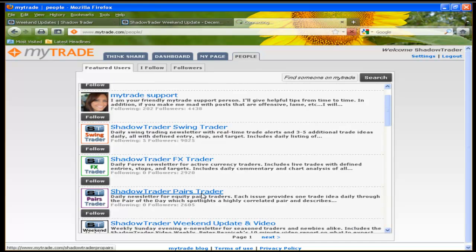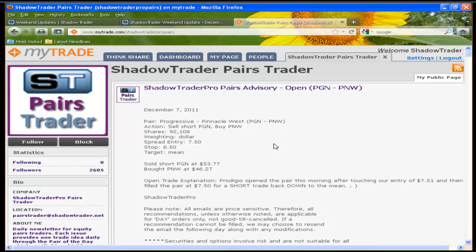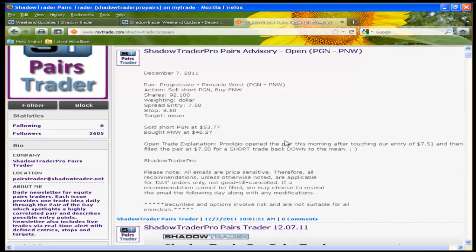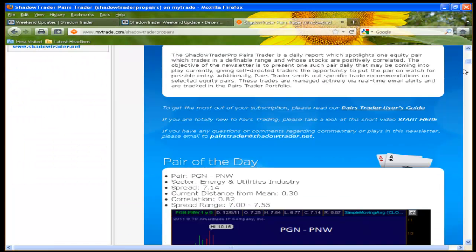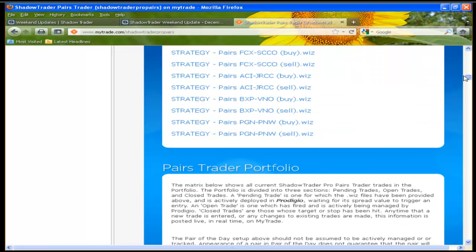The reason we're going in here is because we're going to get the code that we need to enable Prodigio to trade the pairs automated, rather than build them completely from the ground up. We're going to look at the rules, so you'll see how it's built, but you're not going to have to do any of the work yourself because the work is already done for you here in the newsletter. Okay? So real simple.